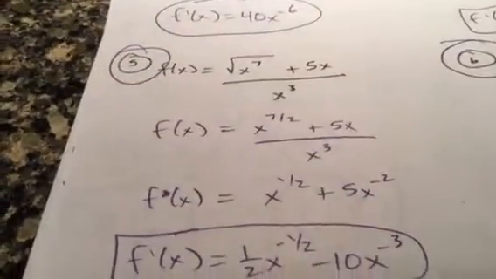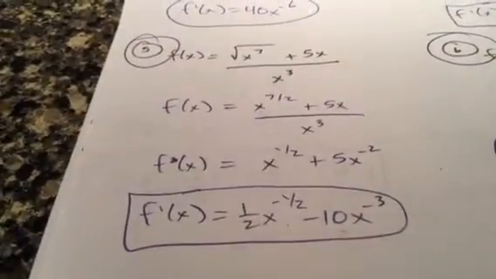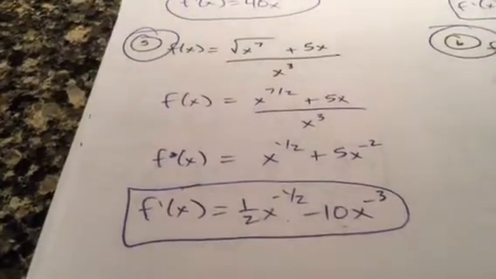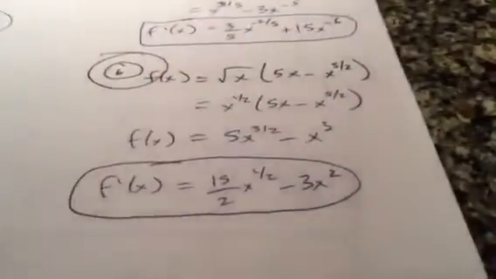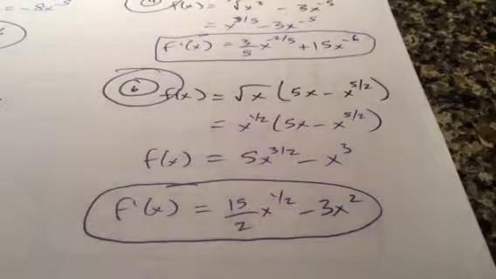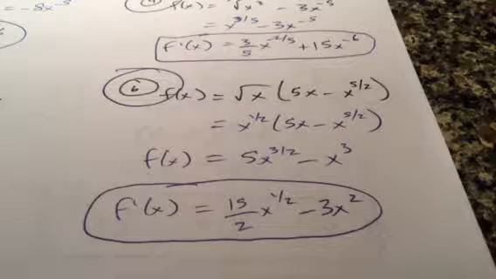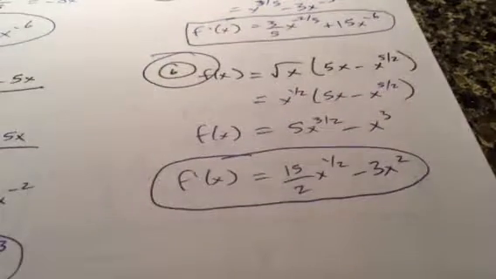Number 5, I would definitely clean up a little bit, rewrite using fractional exponents, then it is just the power rule. So I would rewrite the square root of x as x to the 1/2, then distribute: x to the 1/2 times 5x is x to the 5/3 minus x to the 3rd, then the power rule. All right, simple first page.